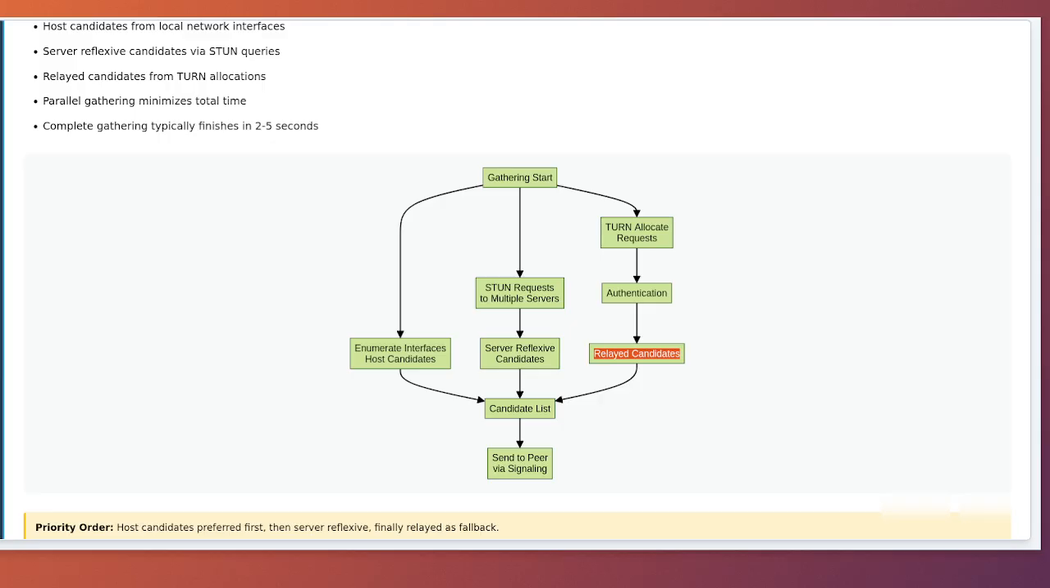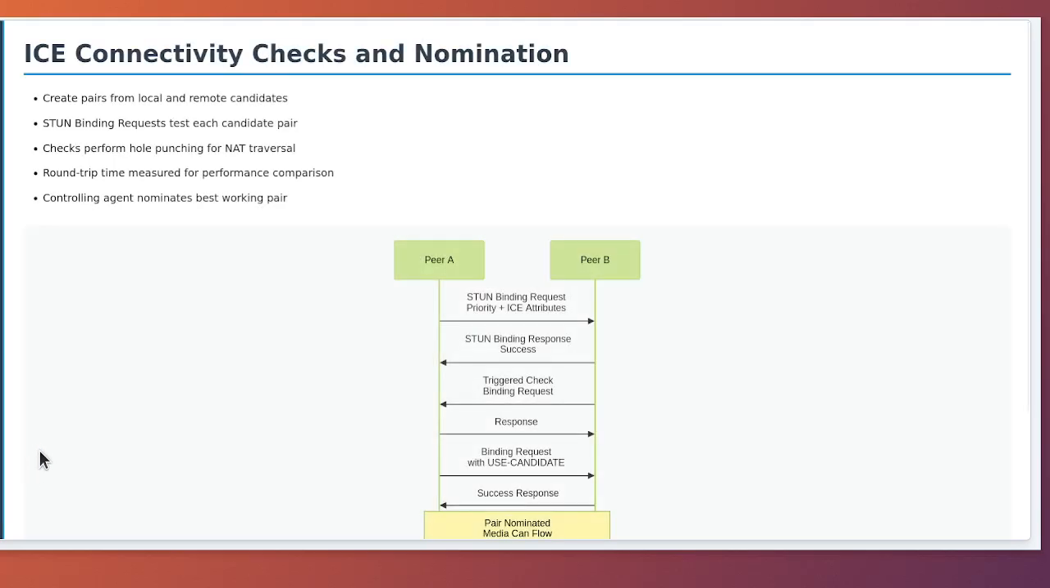The entire gathering process happens in parallel as much as possible to minimize total time. The application doesn't wait for STUN to complete before starting TURN allocation. Instead, it initiates all the discovery operations simultaneously. As each candidate is discovered, it's added to the candidate list and potentially sent to the peer via the signaling channel. This parallel approach means that ICE gathering typically completes within 2 to 5 seconds, even though it's performing multiple network operations. Once gathering is complete, the application has a comprehensive list of every possible way to reach the peer, ready for connectivity checking.